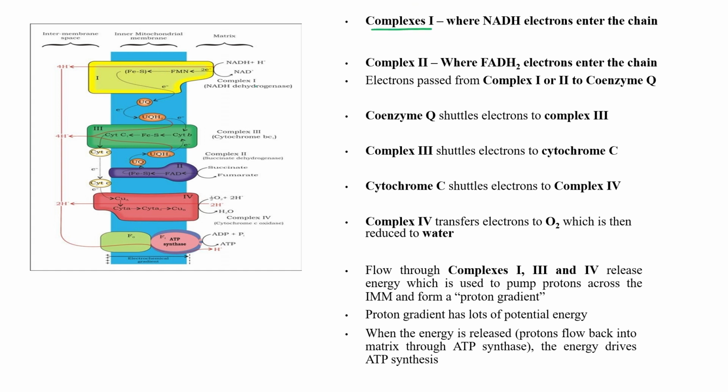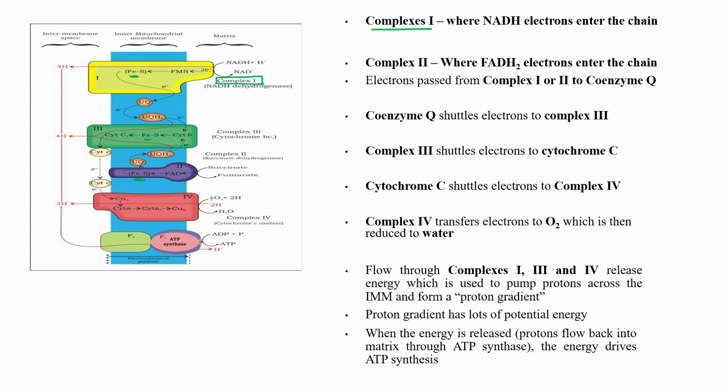This is complex 1, where NADH electrons enter into the chain. As I already told you, iron is present in complex 1, complex 2 and complex 3. All three complexes contain iron sulfur, because it is easily converted into both ionic forms, +3 and +2.